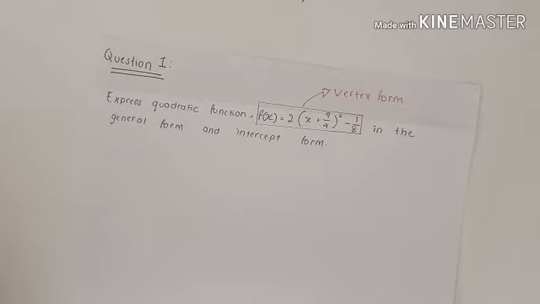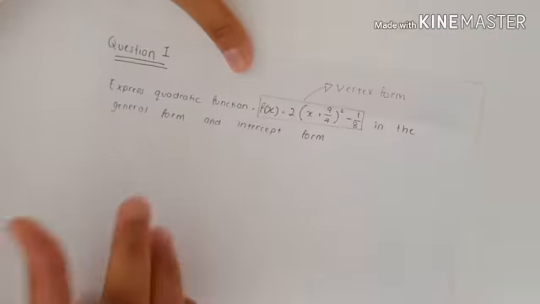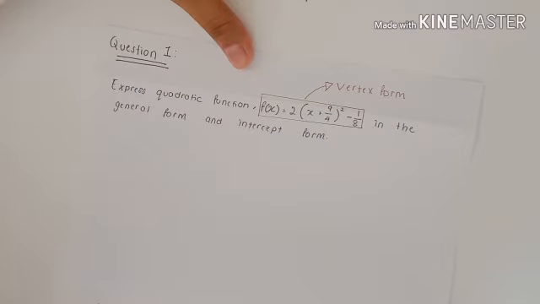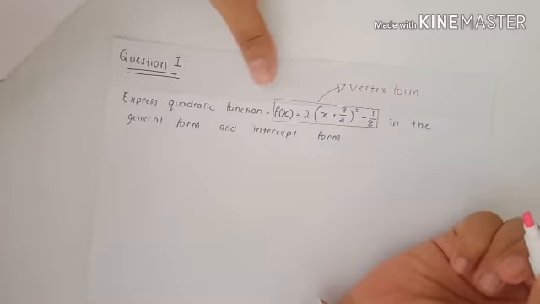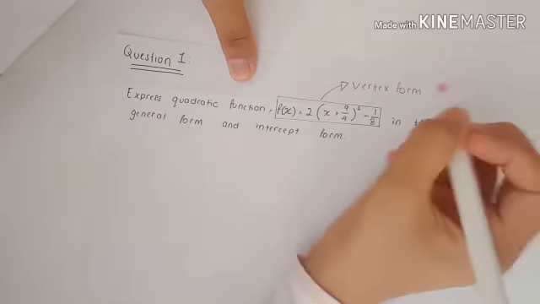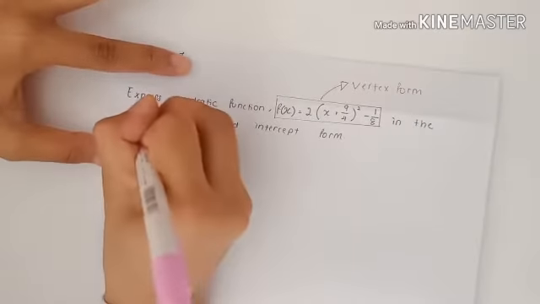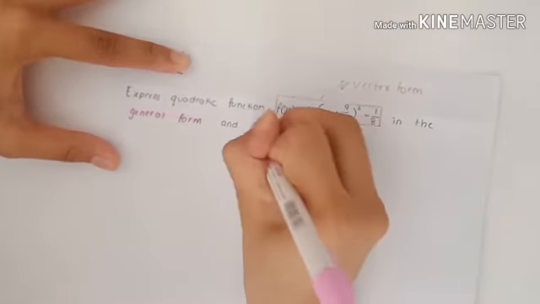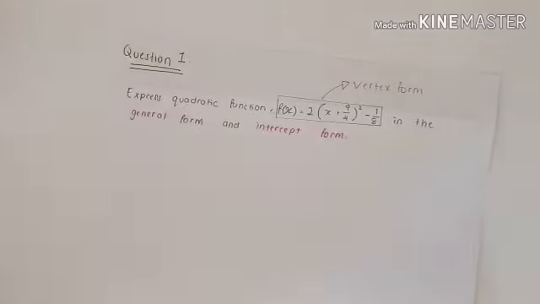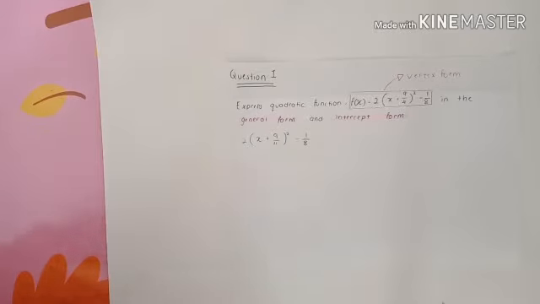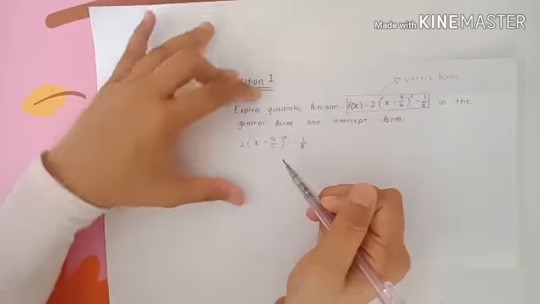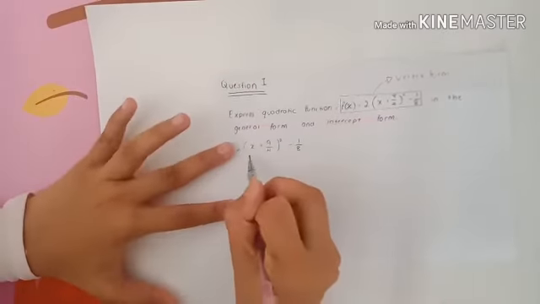Express the quadratic function in the general form and intercept form. So the quadratic function is given in the form of vertex form. Before you answer this question, please highlight the keywords. The keywords in this question are general form and intercept form. So, to do this question, you need to follow this method. To convert from this vertex form into general form, we need to do the expansion method. So, expand this first.